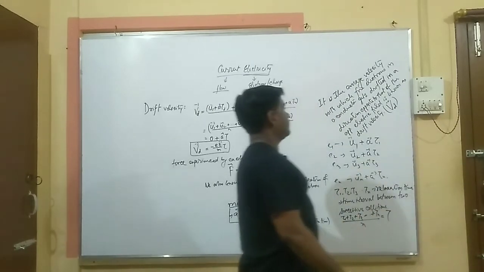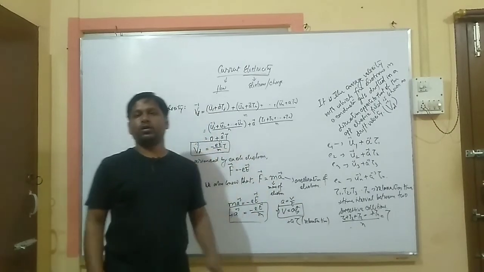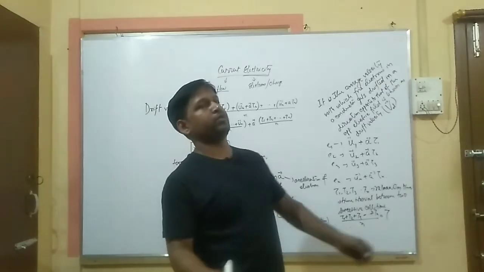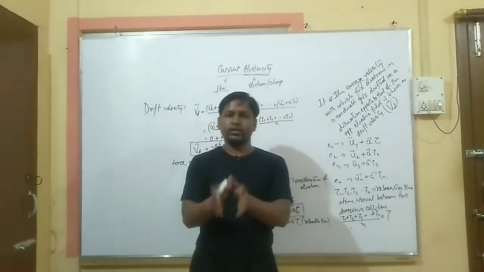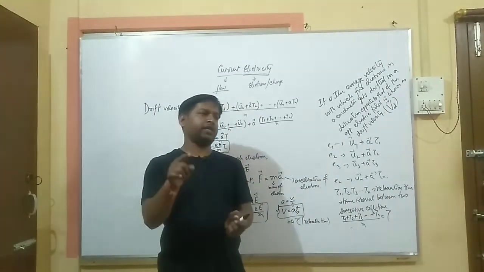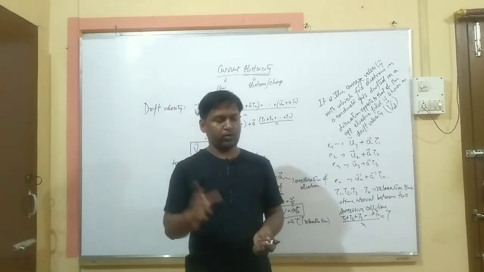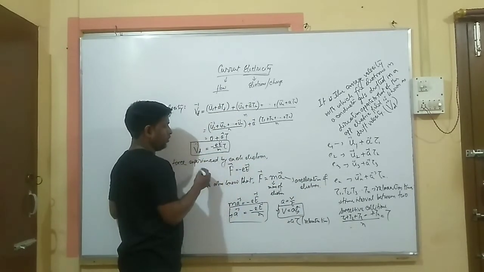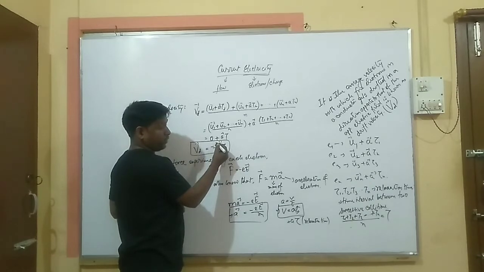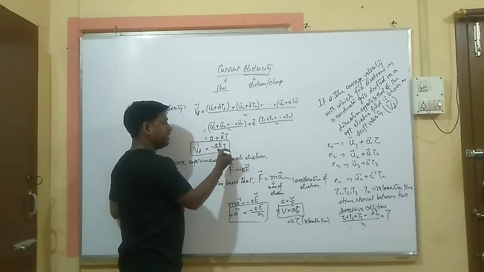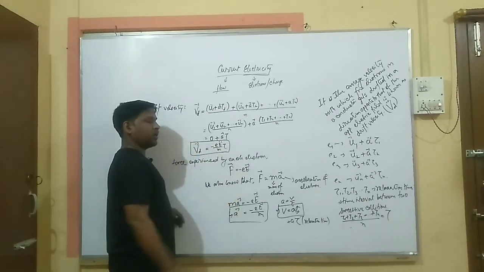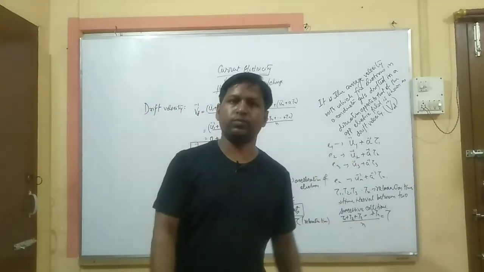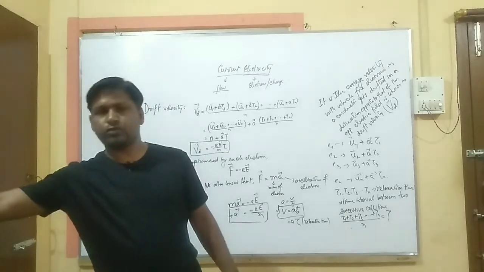So this is all about drift velocity, and ultimately we find that the expression for drift velocity v_d is equal to minus e E divided by m into tau, where e is the charge of an electron, E is the electric field applied, m is the mass of the electron, and tau is the relaxation time between two successive collisions of free electrons.